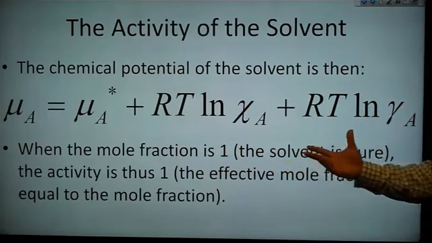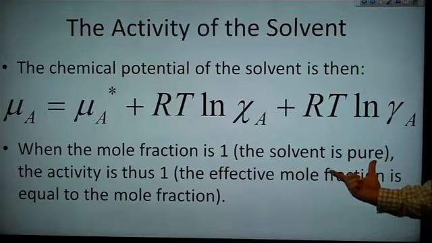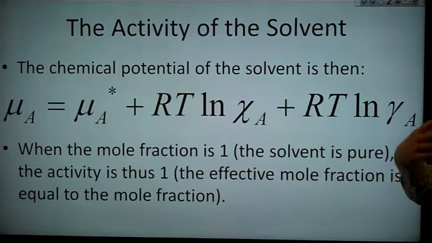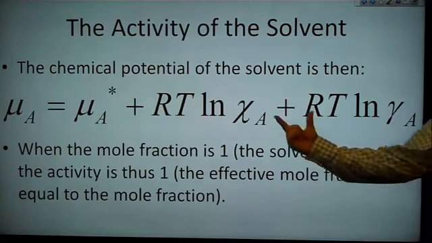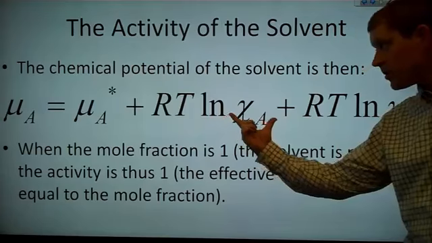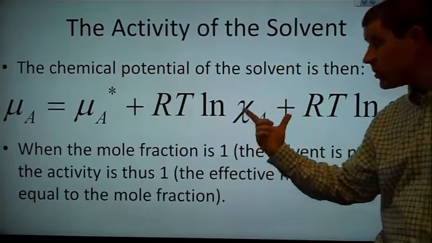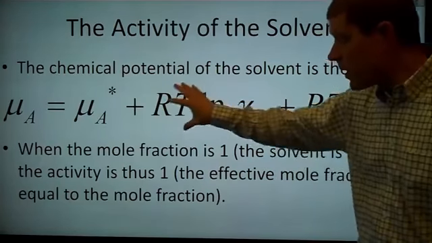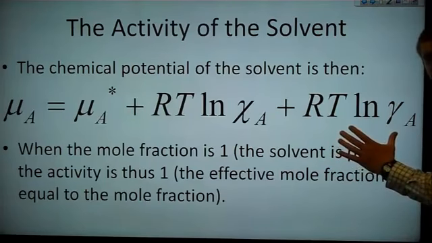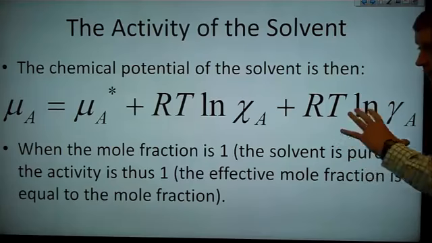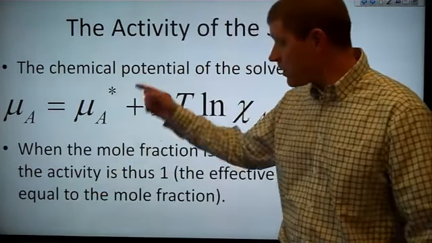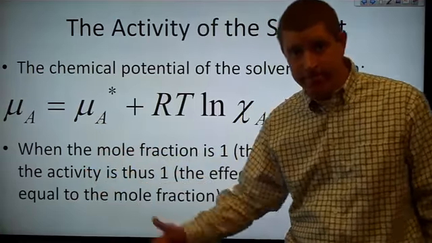And this means that when our mole fraction is 1, our solvent is pure, the activity is 1, and thus our effective mole fraction is equal to our mole fraction. And note that in that case, the natural log of 1 is 0. So this term goes away if we have a mole fraction of 1. And if we have a mole fraction of 1, then gamma also goes to 1. That means that this term goes away. And that means that when A is pure, the chemical potential of A is equal to the chemical potential of A when it's pure. That's not terribly surprising.